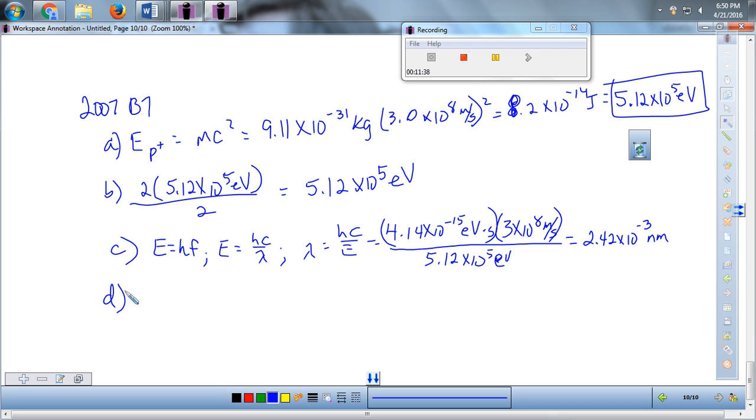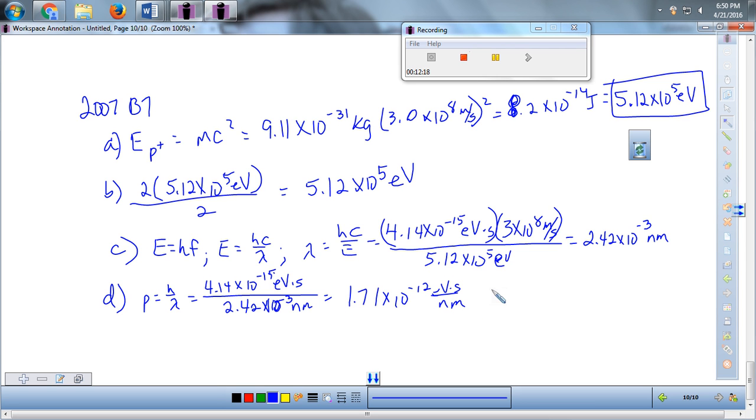Then I believe there's a part D. Part D says calculate the magnitude of the momentum, so that's going to be like part D of the one above. P is going to be h over lambda. We already got our h, because it's just a constant, and lambda is 2.42 times 10 to the minus 3 nanometers. So if I did that correctly, I would get 1.71 times 10 to the minus 12 electron volt seconds per nanometer.